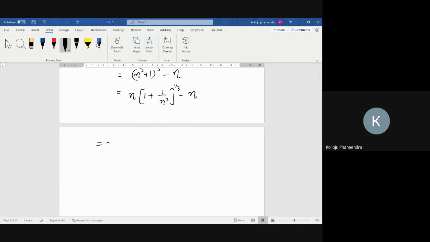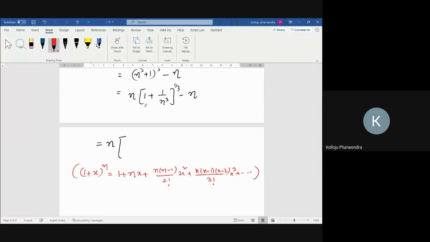Now this is equal to n into, see, I'm giving the expansion. You know the binomial series expansion. Anybody? The expansion of (1 plus x) whole power n is 1 plus nx plus n(n minus 1) by factorial 2 into x square plus n(n minus 1)(n minus 2) by factorial 3 into x cube and so on. This is the series expansion. Now let us apply that series expansion here.